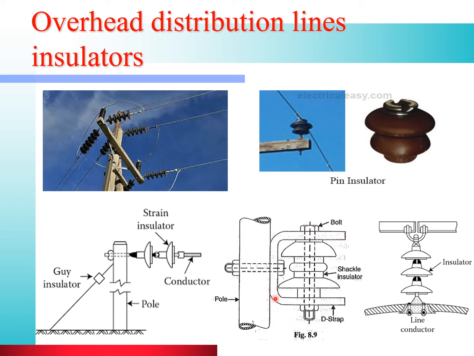Here this is used for the LT circuit or 415 volt. This is the shackle insulator, and between these two the conductor is carried. This is generally bolted to the pole. This is a suspension insulator where these disc insulators are connected in vertical form. It will look like this, and here on the lower part the line conductor is connected.